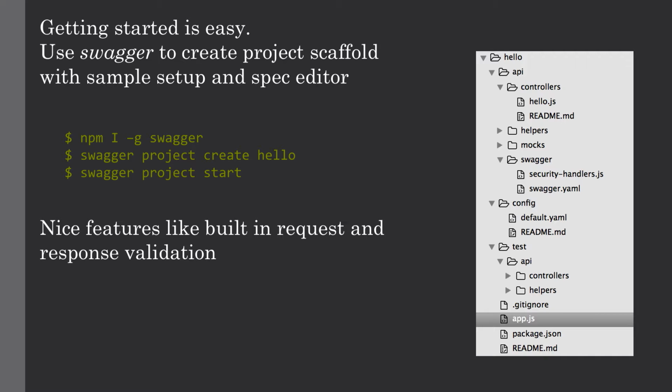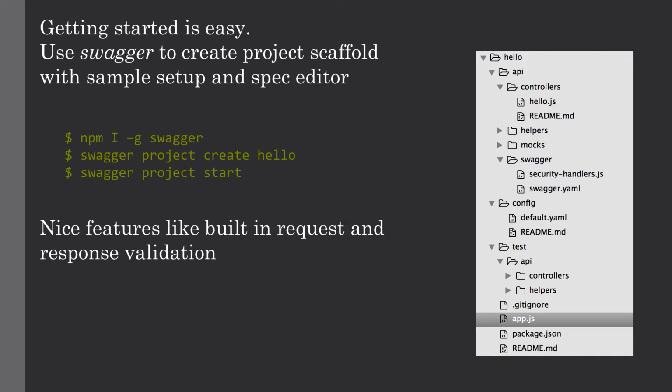And once you've installed Swagger, you can basically create a scaffolding project by just running Swagger, which itself is a command line tool. You can say swagger project create, and you can say swagger project start, and that's about it. It will create a default project for you with a folder structure that's on the screen over there. And what it will give you is your standard Express-based one.